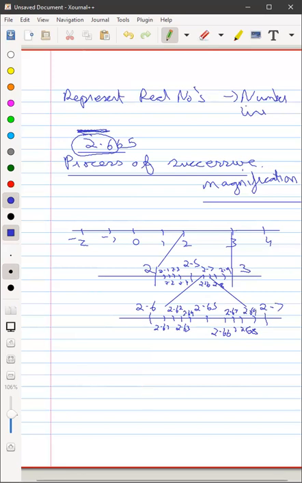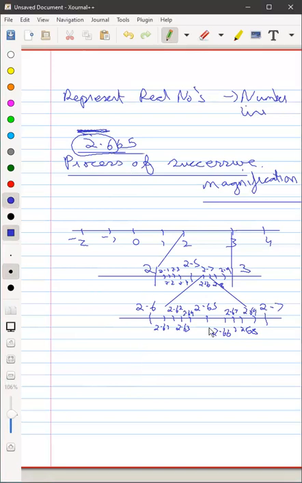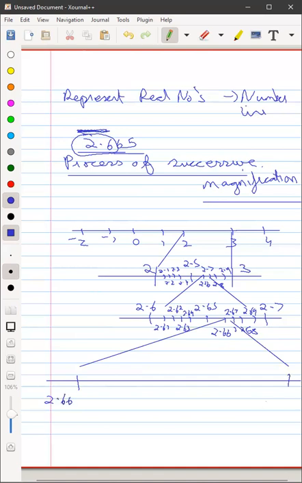Then after that, now what do we need? We need 2.665. What will 2.665 lie between? 2.66 and 2.67, yeah. So again, we look at 2.66 and 2.67. Again, I'll make a number line. This part will be 2.66. This part will be 2.67. This will become 2.665, right? Then again, 1, 2, 3, 4, 1, 2, 3, 4.